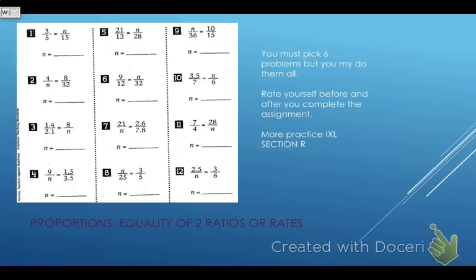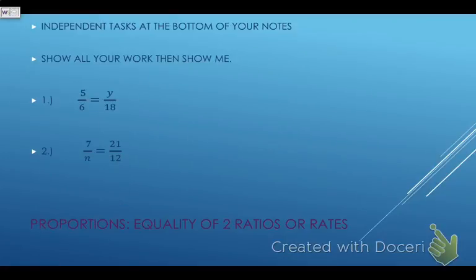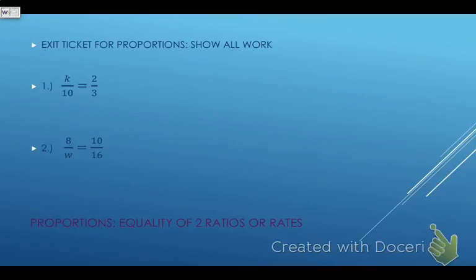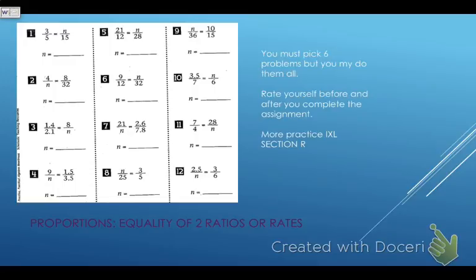Okay, and here's, sorry about that, kids. Here is the assignment that you'll be doing. Make sure that you rate yourself before and after you complete the assignment. If you need more time to work with this, you go to IXL, Section R, and look for the part on proportions. Again, you must pick 6. You pick 6, ladies and gentlemen. Yes, you do, right here. You pick 6. I don't care which 6 out of those 12.